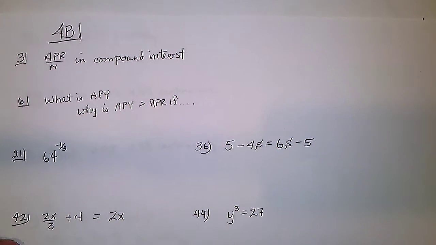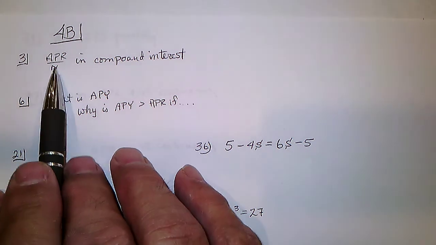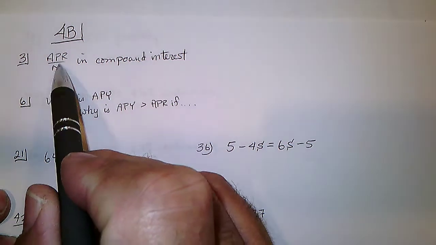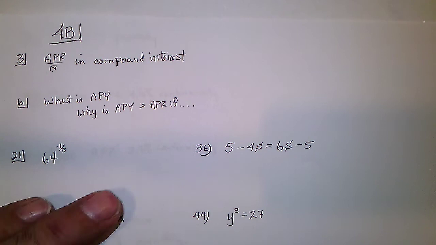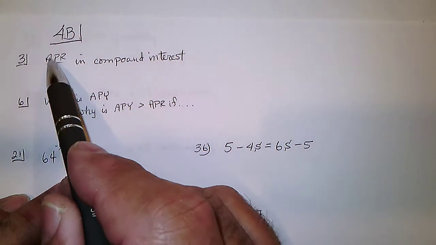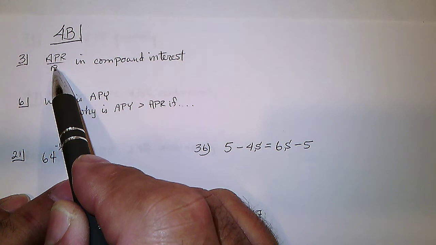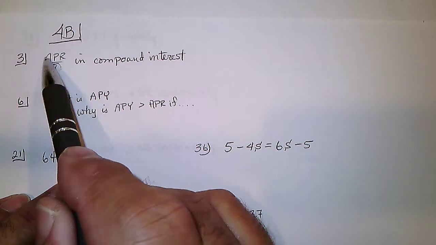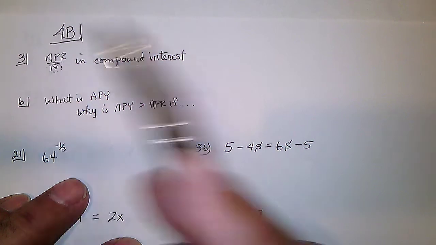4b, so one of the first questions is, why do we divide by n in the APR over n in the compound interest formula? Well, n is how many times a year you get your interest. So if you're getting it monthly, then you don't get the full annual percentage interest rate. You only get a twelfth of it each month. And so you're dividing by it because you want to know how much interest you get for that period.